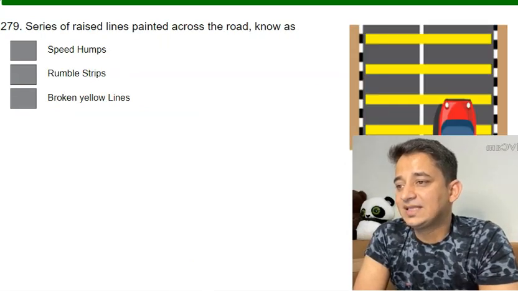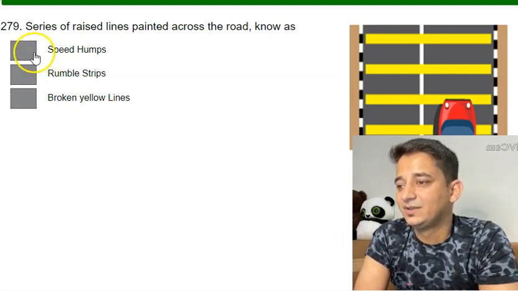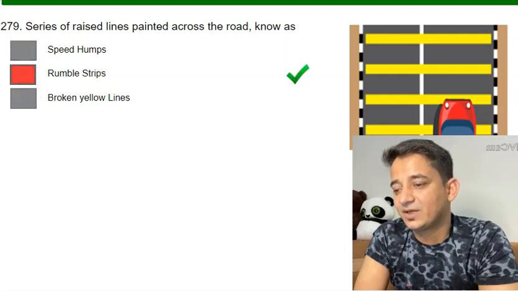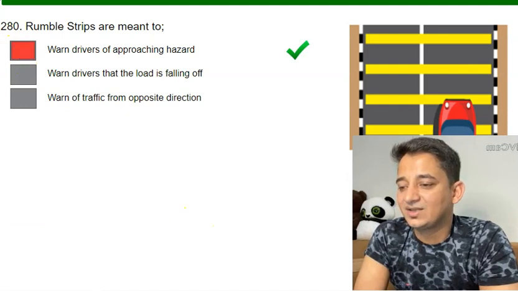A series of raised lines painted across the road is known as a speed hump. Rumble strip. Broken yellow line. This is a speed hump. Oh, rumble strips. Sorry, these are called rumble strips. Rumble strips are meant to warn drivers of an approaching hazard, warn drivers that the load is falling off, warn of traffic from the opposite direction. It is for an approaching hazard. Usually you will find this at the pedestrian crossing.